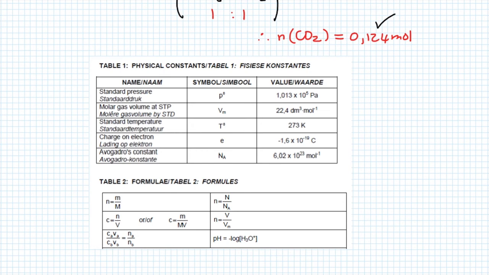I would just like to remind you that on your formula sheet, or attached to your formula sheet, is table number 1, where you will see the physical constants. For example, we have the molar gas volume at STP given as 22,4 decimeters cubed per mole. If we look below that on the formula sheet, we see the actual formulae. In this question, we made use of this formula and we made use of this one.